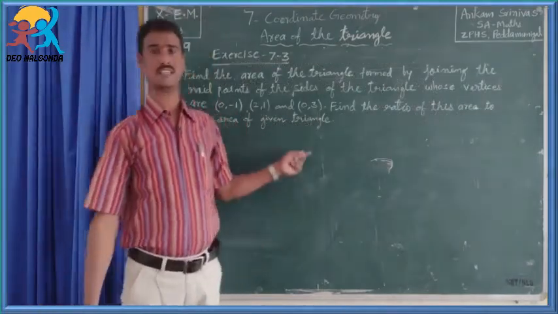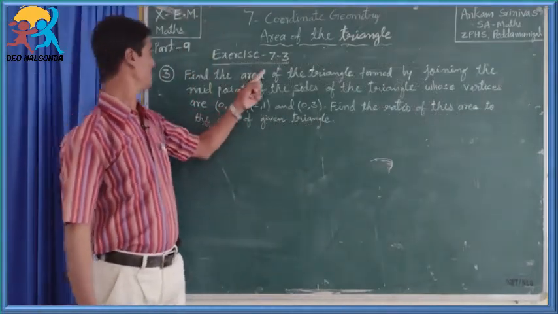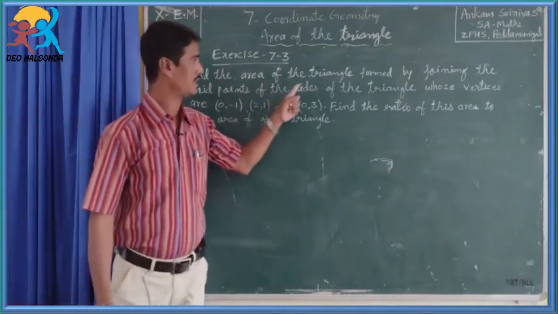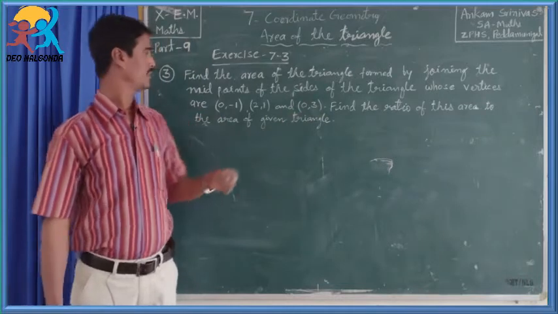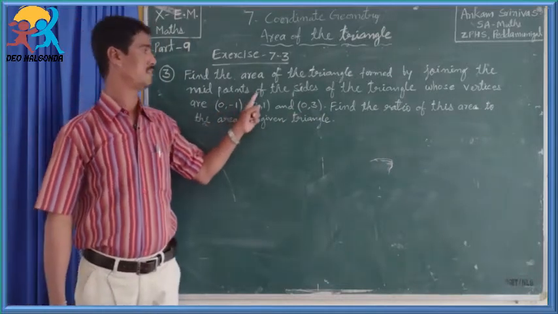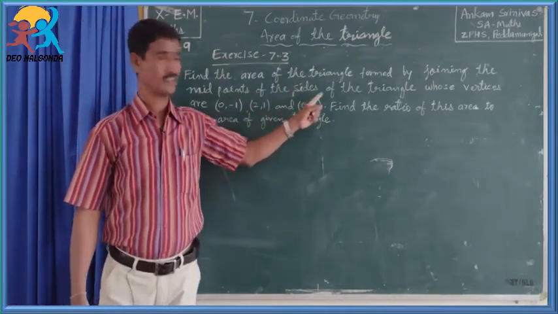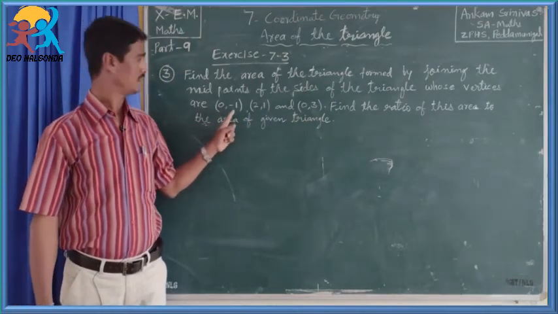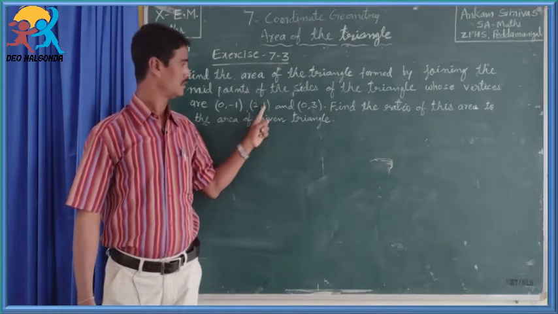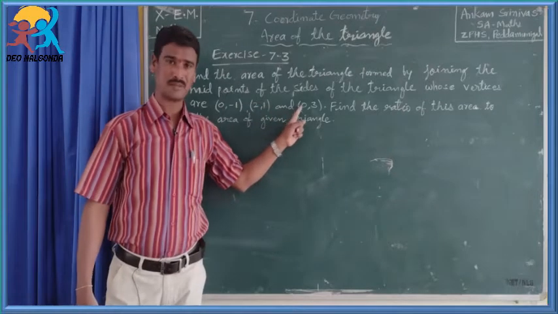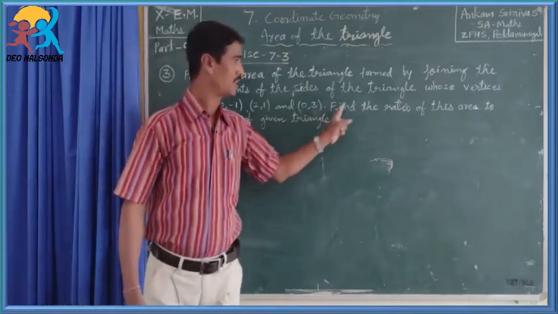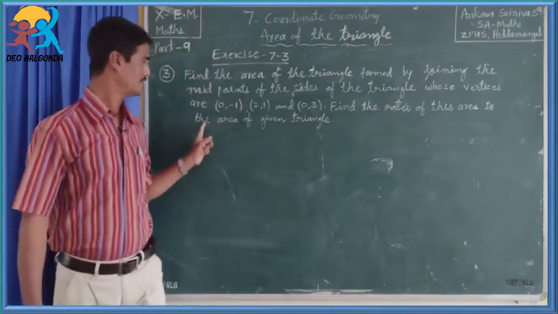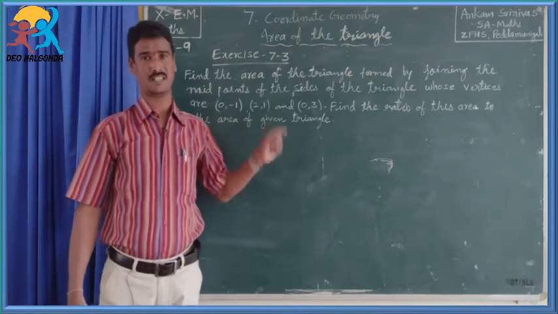Now we will discuss another problem in exercise 7.3. Third question. Find the area of the triangle formed by joining the midpoints of the sides of a triangle whose vertices are (0, -1), (2, 1) and (0, 3). Find the ratio of this area to the area of the given triangle.